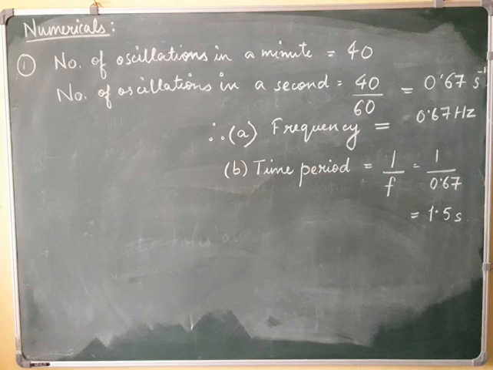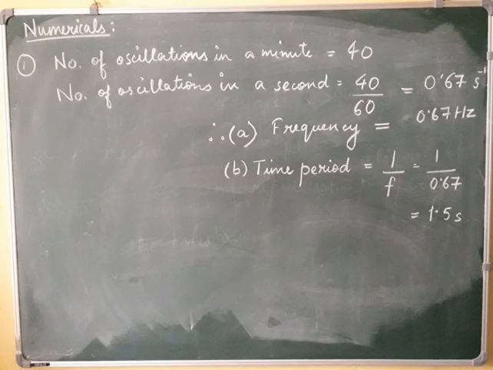S to the power minus 1 means per second, because second is in the denominator. So whenever any unit is in the denominator, we have to put the power as minus 1. Per second, or another unit is hertz. So your frequency is equal to 0.67 hertz. Time period is 1 by frequency, which is equal to 1 by 0.67, equal to 1.5 seconds.